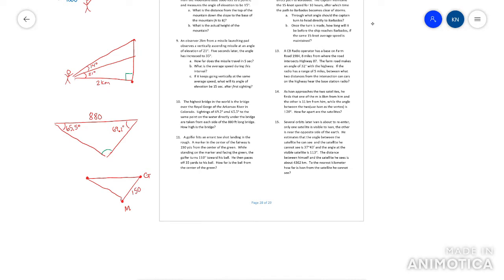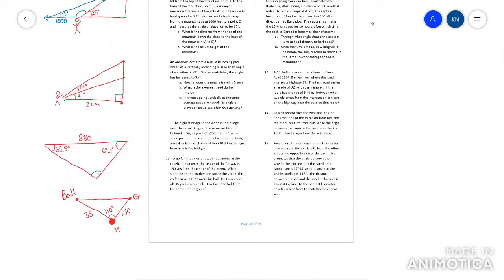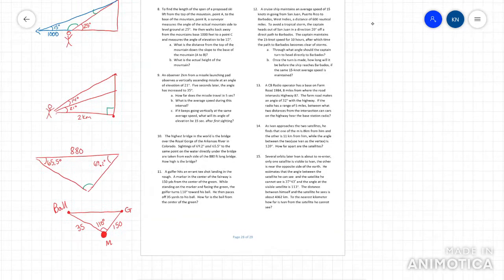And when I'm standing here at the marker, so I'm at M here, and I look back towards my ball, which is here, it's 110 degrees. So that means this angle right here is 110 degrees. And then I walk 35 yards to the ball. So this length is 35. And so I would run law of cosines on this problem. You can't do law of sines on that because you don't have a corresponding degree angle measurement and distance. So run law of cosines.